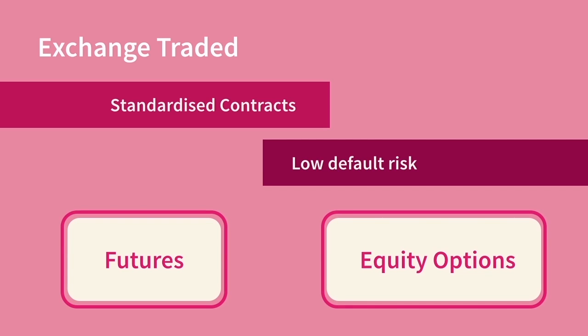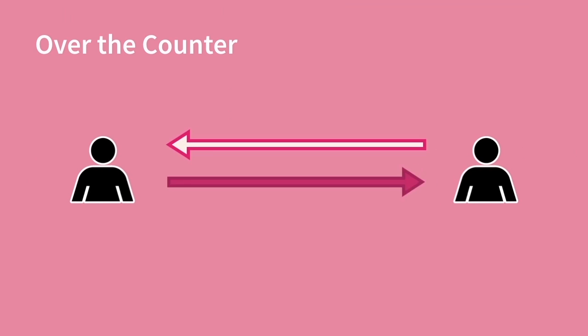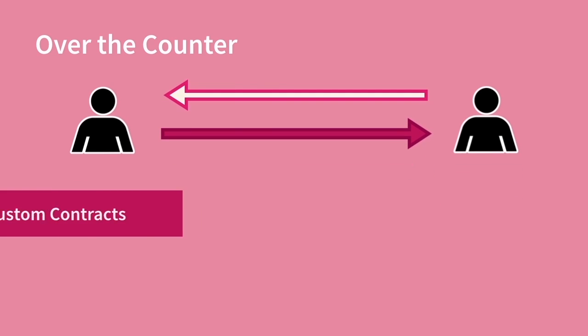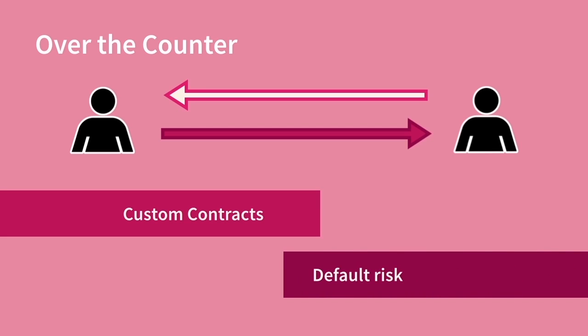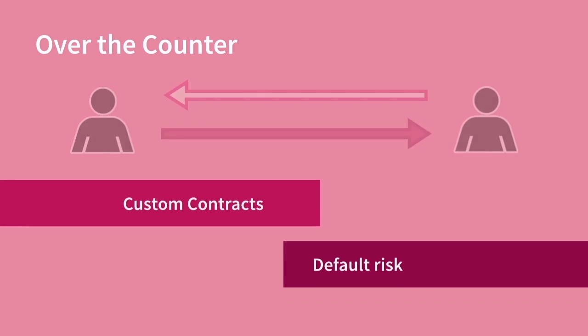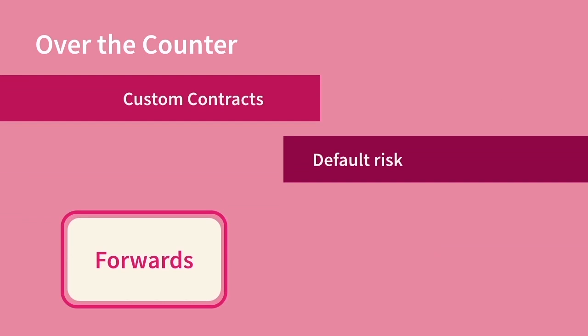OTC contracts work differently. Now we have no clearinghouse. Parties involved in a transaction deal directly with each other and create a custom contract specific to that deal. Because there is no margin account or a daily mark to market, there is some default risk in dealing with OTC derivatives. Some examples of derivatives trading via OTC are forwards and bond options.